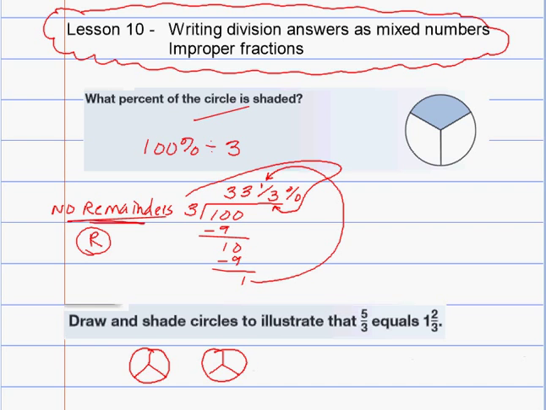Okay, and I'm going to switch colors so I can show you that if I color 5 of these in, I have 1 here, 1 here, that's 3, and I have 4 and 5. And if you look at that, you have 5/3, but you also have 1 whole and 2 out of the 3 pieces shaded in. So that's how you illustrate that 5/3 equals 1 2/3.